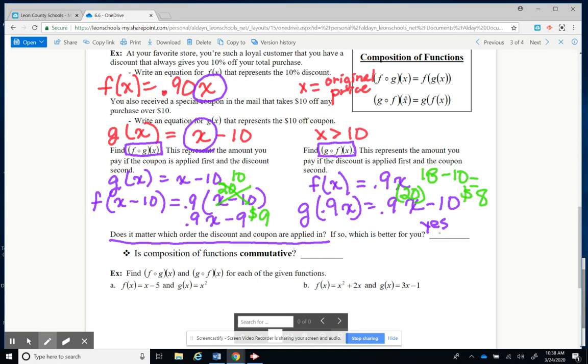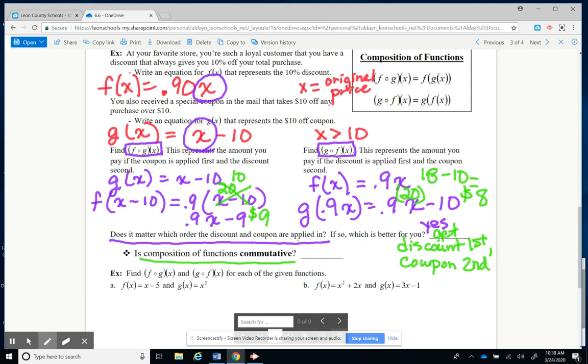We want to get the coupon second. Or I think a better way of saying that, this is when you want to pick up your pencil and write: let's get the discount first, coupon second. So, is a composition of functions commutative?